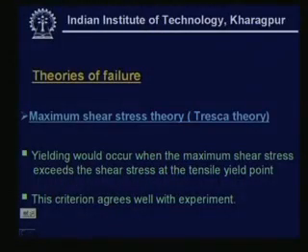Now, one of such theories for the design of ductile material comes out to be maximum shear stress theory. It is also known as Tresca theory. It states that yielding would occur when the maximum shear stress exceeds the shear stress at the tensile yield point. As it is written below, this criteria agrees well with the experiment. Now, let us have a brief discussion on this particular aspect.